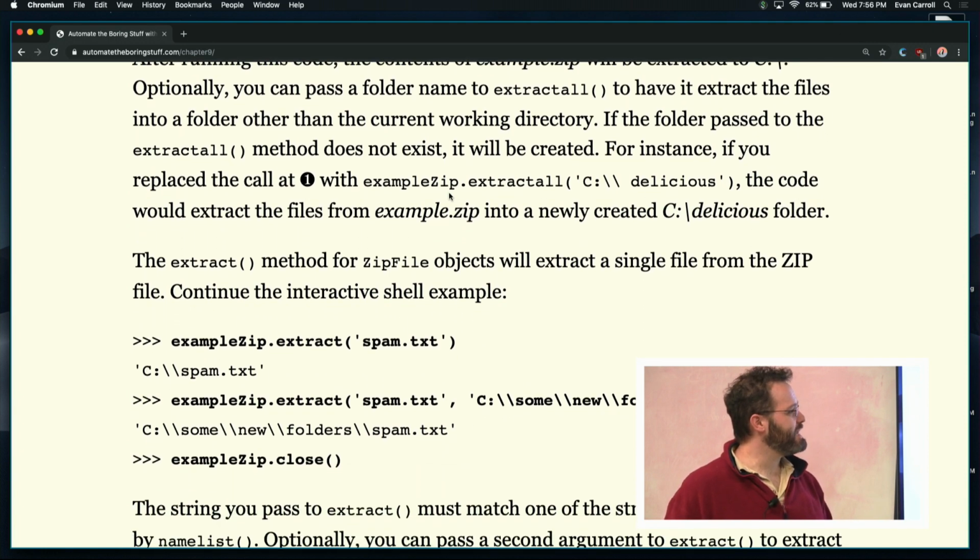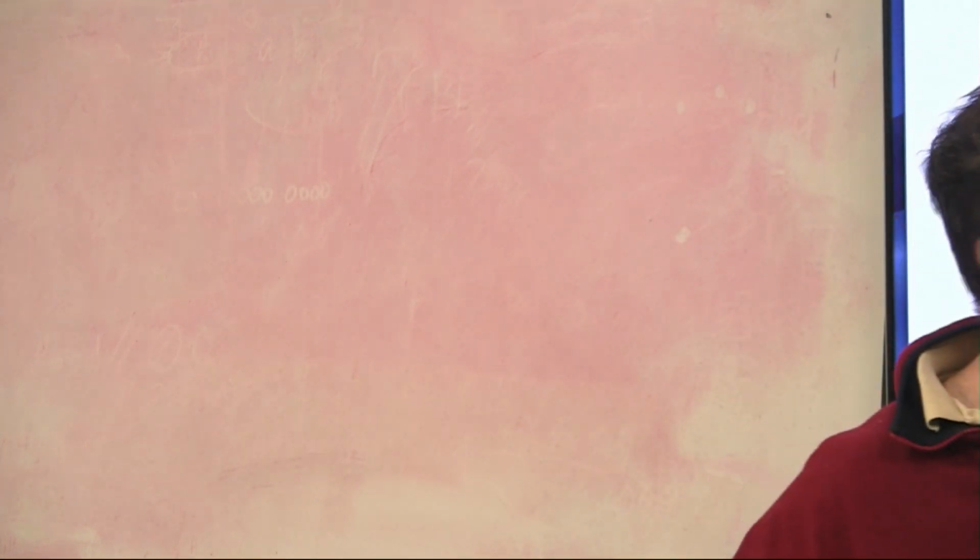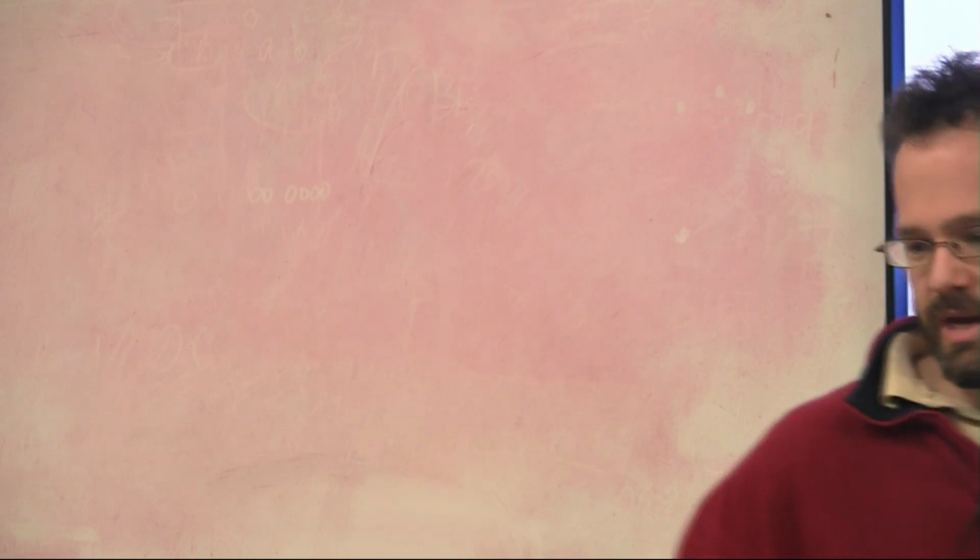So now you can say example zip.extract all, and you give it where you want to dump that stuff to, right? So you say, I need a zip file object that represents the zip file. Now you're going to just say dump that zip file in this location. And then there you can see the example of it.